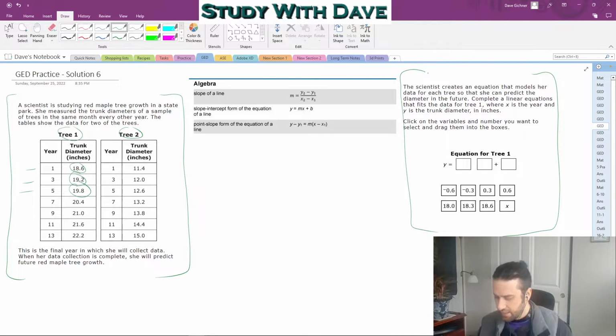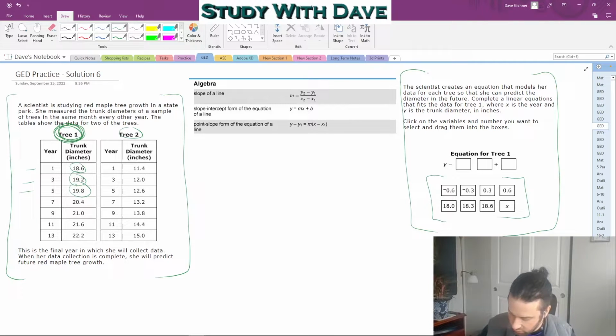So let's get into that. So the scientist creates an equation that models her data for each tree so that she can predict the diameter in the future. Complete a linear equation that fits the data for tree 1. So remember, we're only working with tree 1 on this problem. So complete a linear equation that fits the data for tree 1, where x is the year and y is the trunk diameter in inches. Okay, and we should be able to choose from right here. That should be our answer, and as you can see, our answer needs to be in the form y equals, that looks like mx plus b.